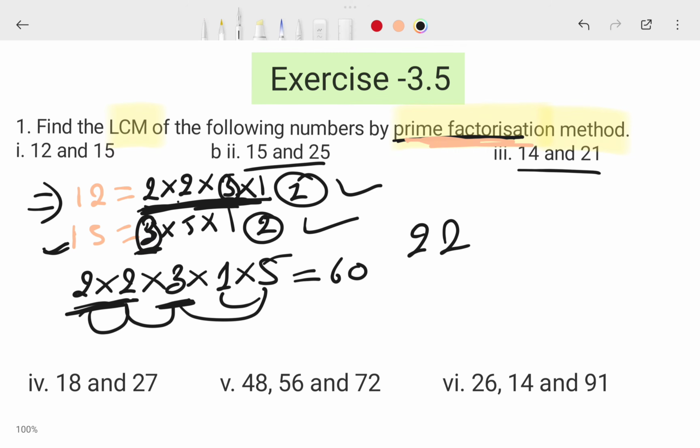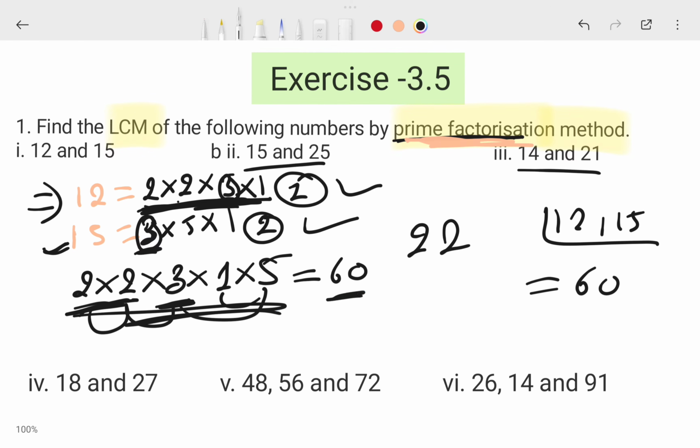So as I told you previously, you can do it like that also, 12 and 15. The answer will be 60 only. If you do it like this also, the answer is going to be 60. Simple, nothing in this one. You can do it like that or like that. Is it clear to you? Right, so if you understand, this is the prime factorization method.